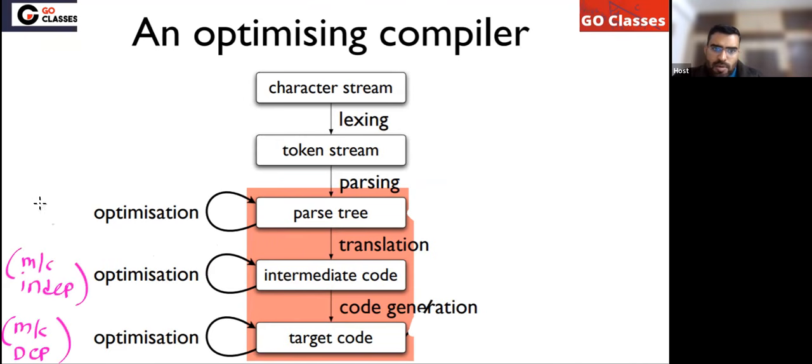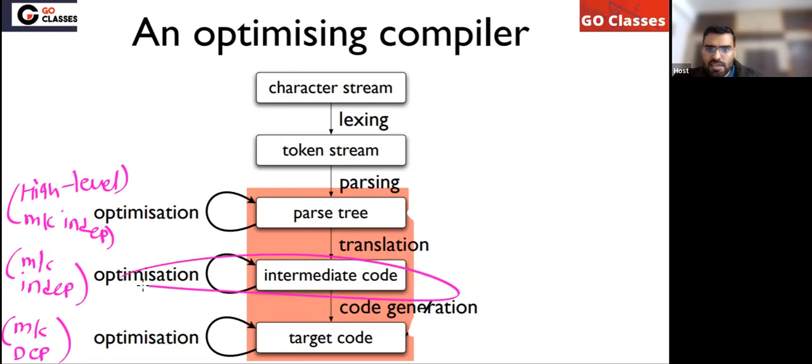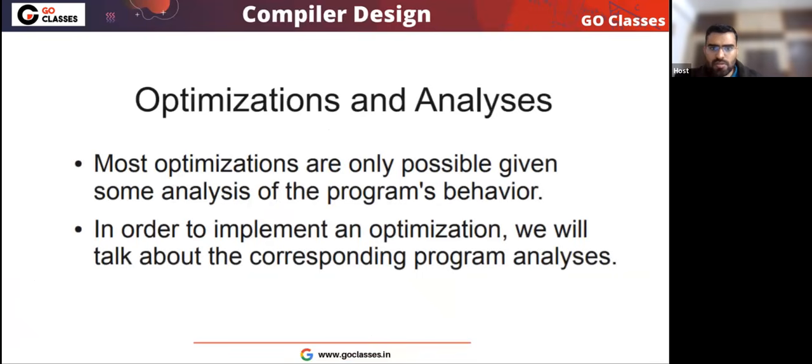Okay. And this optimization is high level. I can say this is high level optimization. This is also machine independent, but this is high level. Okay, so the best optimization is here. We can use this optimization. This optimization is reusable. Okay.